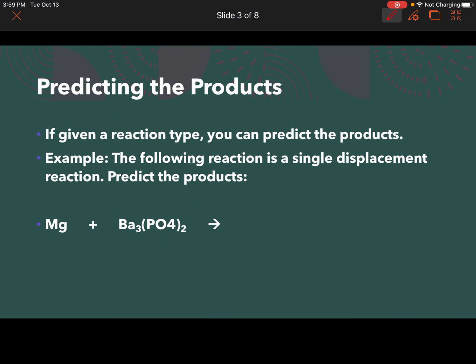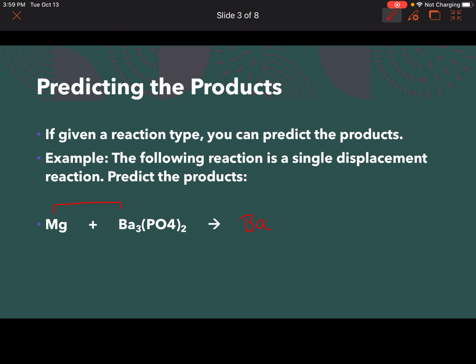Now, we're going to look at predicting the products here. If given a reaction type, you can predict the product. But you have to know the type of reaction it is before you do that. So for example, the following reaction is a single displacement reaction. That means one thing is trading places, right? So I've got magnesium plus barium phosphate, and those are going to trade places. The magnesium and the barium are going to trade places. So now barium is by itself.